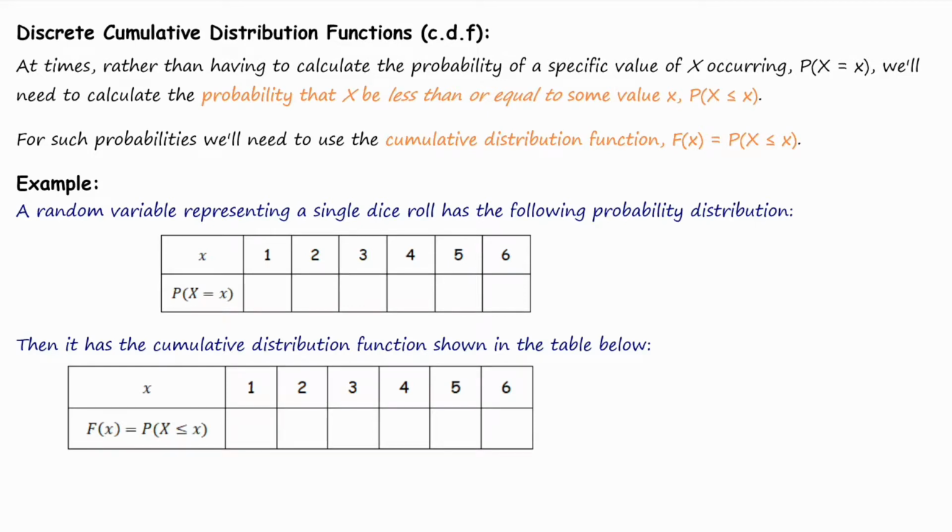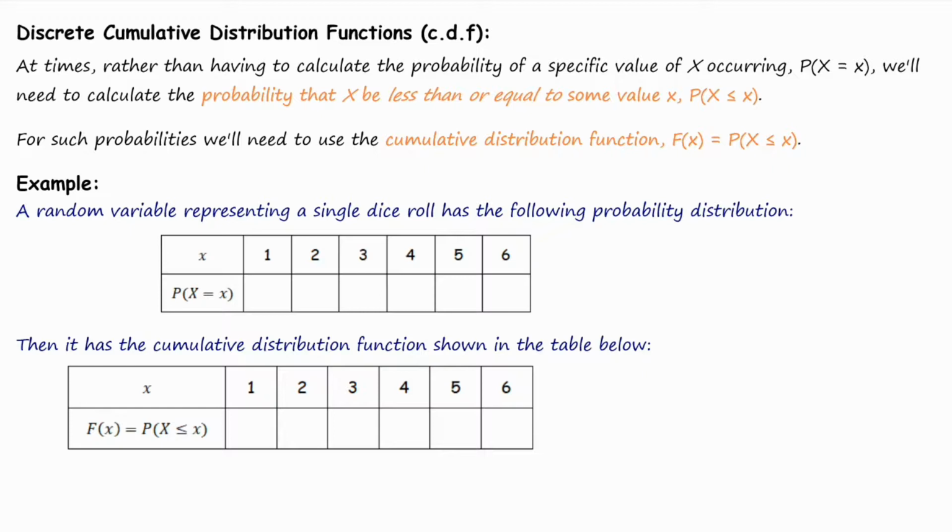So at times, rather than having to calculate the probability of a specific value of x occurring, we'll need to calculate the probability that x be less than or equal to some value x. Those are called cumulative probabilities. For such probabilities, we'll need the cumulative distribution function, which is just a cumulative or summation of probabilities.